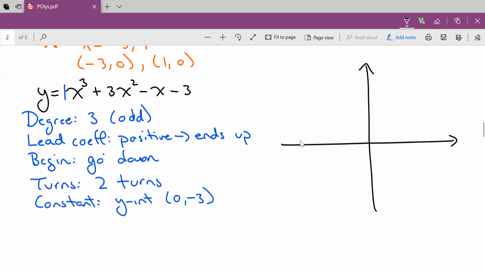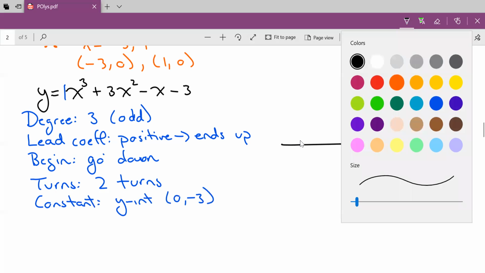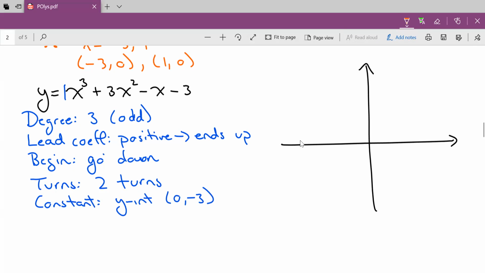Cartesian, right there. Okay, so our graph ends going up. Perfect. I'm going to put an arrow somewhere up here. It's odd, so it starts and ends in the opposite direction. I'm going to put an arrow down here somewhere. Now, I have a y-intercept at -3, so there's that. Now, I don't know my x-intercepts, but for now, I'm just going to take a shot at what the general shape of this would look like.